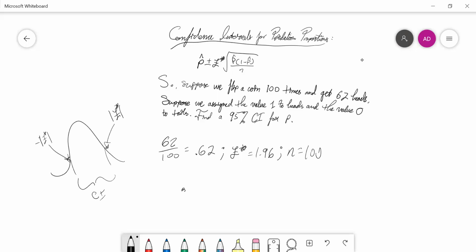Well, actually, I'll do it how I would like to do it. You can use the decimal if you'd like, but I personally would just put 62 over 100 plus or minus 1.96 times the square root of 62 over 100 times 1 minus 62 over 100, over 100, and you're done. That's it. You can simplify the numbers if you'd like, but that's essentially the confidence interval. And all the other examples will follow similarly. So that's how you find a confidence interval for a population proportion.